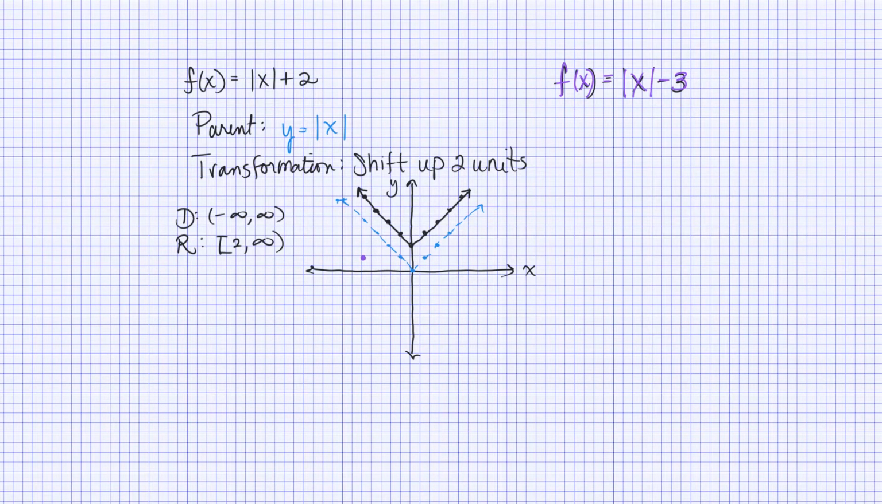Down 1, 2, 3. Down 1, 2, 3. You get the idea, right? And it's a rigid transformation. The shape of the parent function doesn't change, just its location on the plane, right? So the domain here is still all real numbers, but the range is from negative 3 to positive infinity, right?